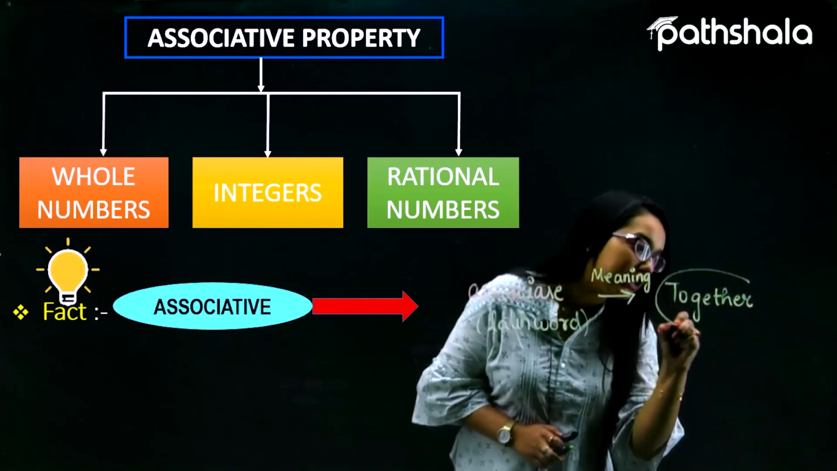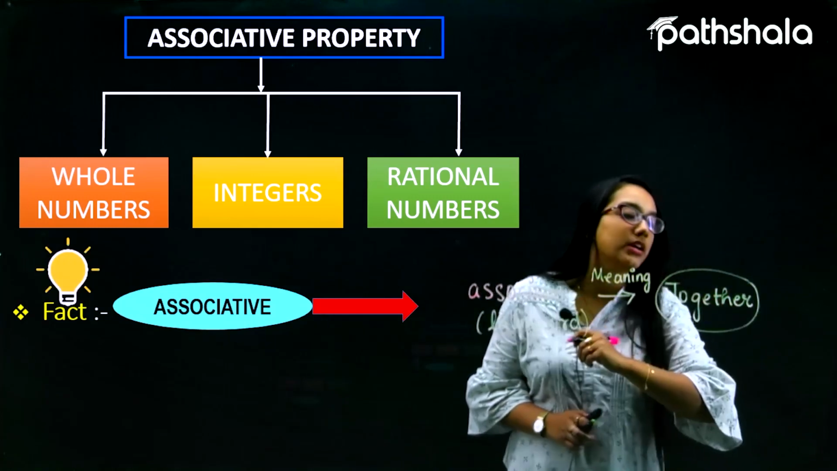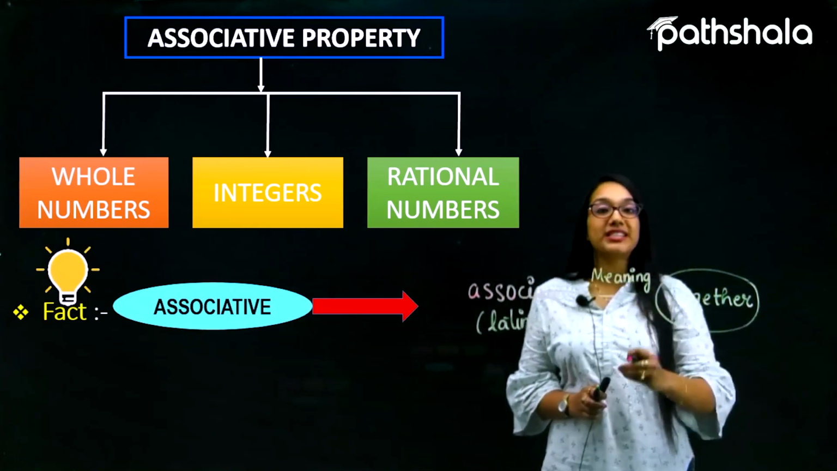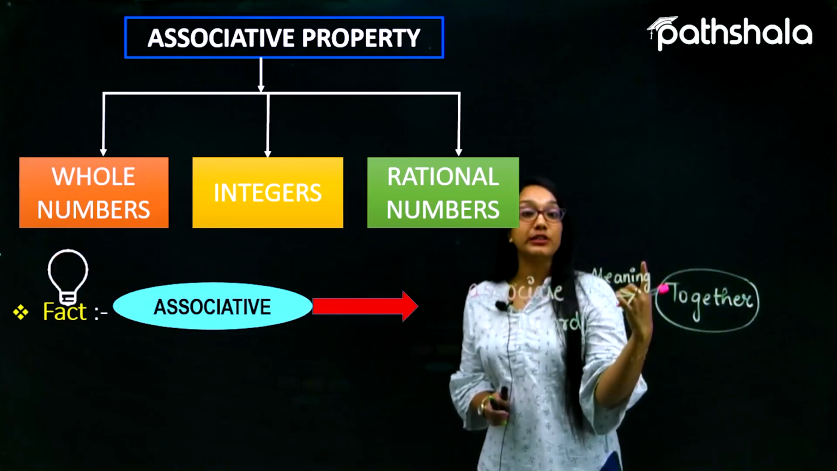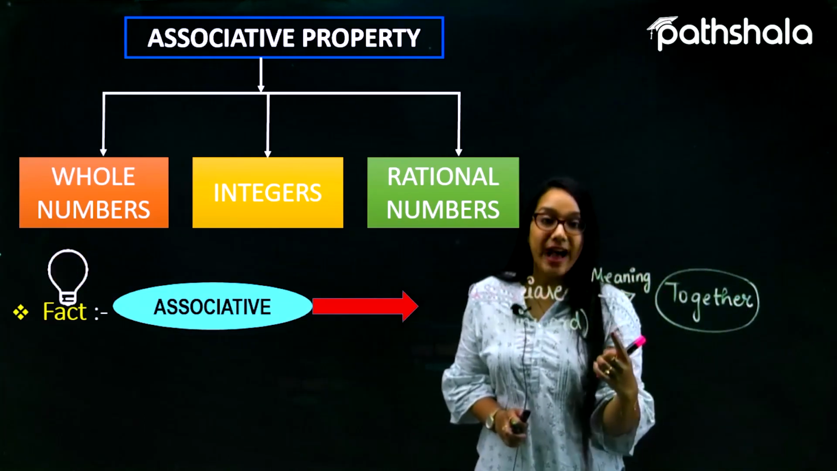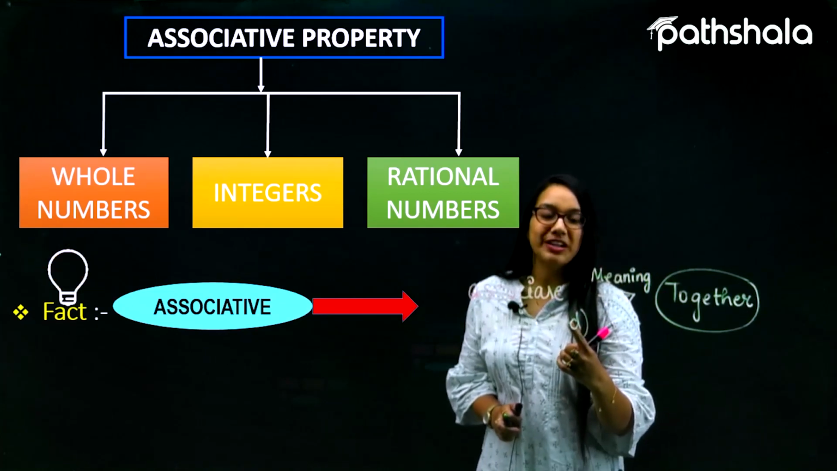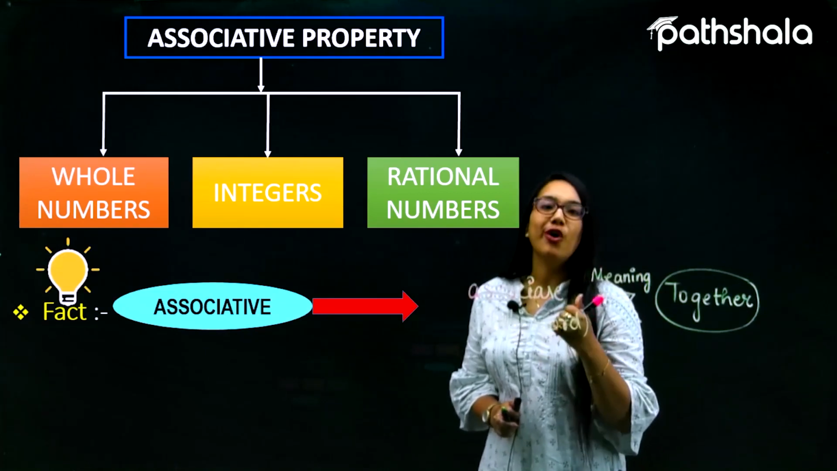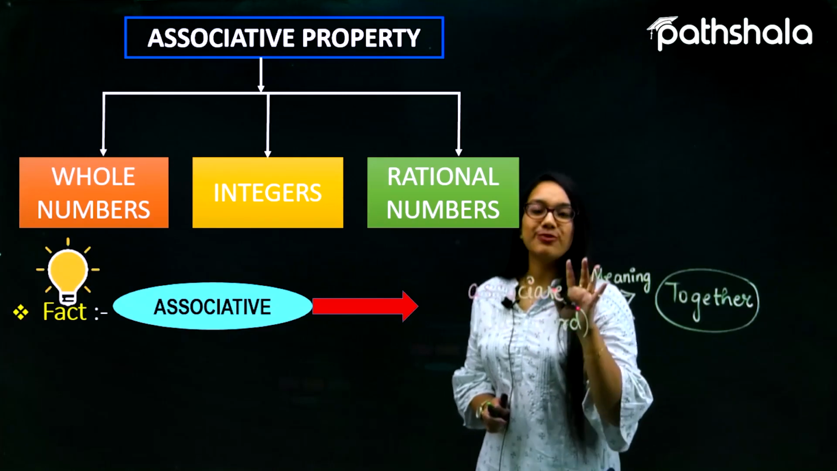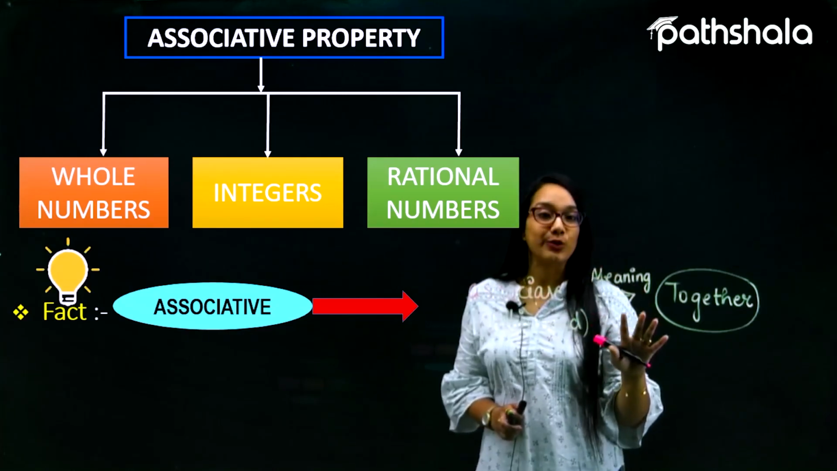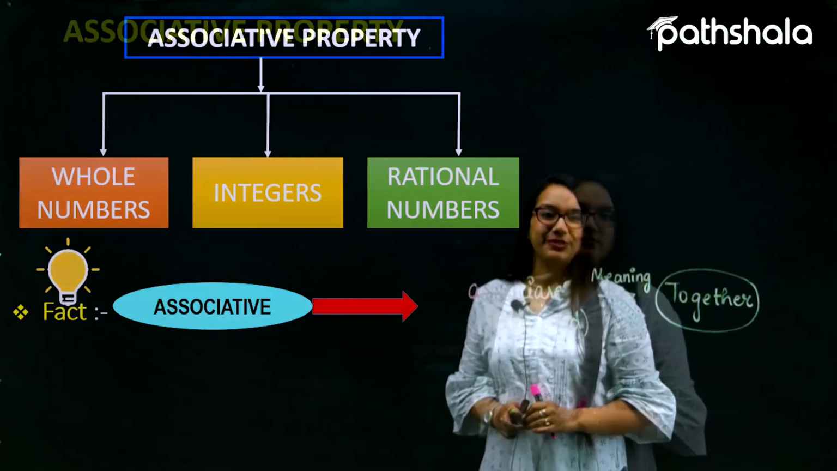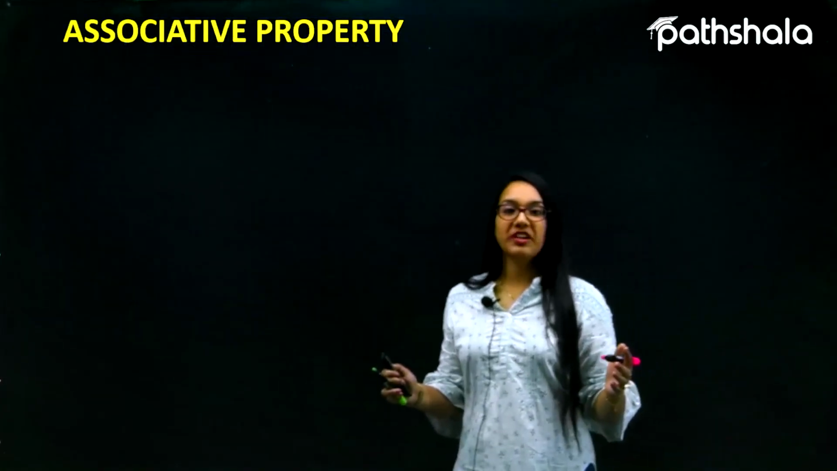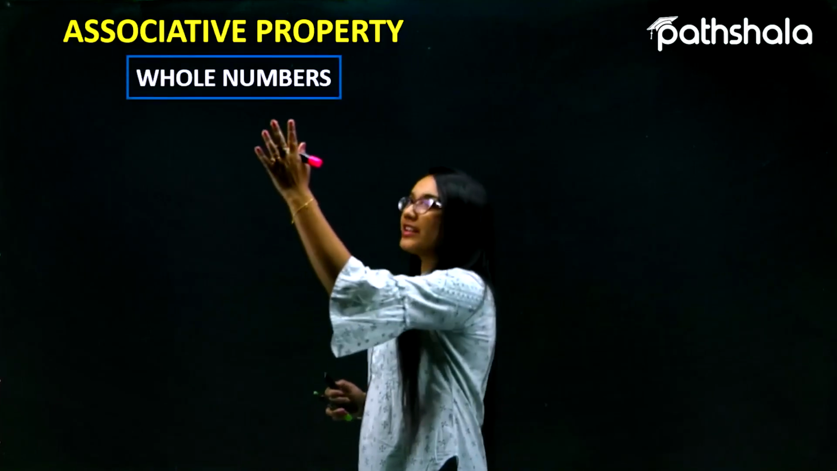So here we'll take any three numbers and apply the four basic operations on all three numbers in different orders, and we'll check whether they are associative under the different operations or not. I hope this fun fact is all clear to you, that is, what the meaning of the word associative is. So let's start the associative property with the very first kind of number, that is the whole numbers.